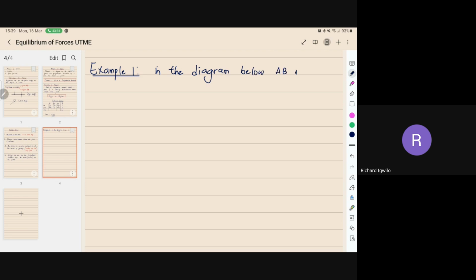The diagram below, AB represents, sorry, I know I should have written all of these things before now, but that will be quite a lot for me. So AB represents a uniform rod, but I think it's better this way so that you guys will follow as well, isn't it? Rod of length 1.50 meter, which is in equilibrium.